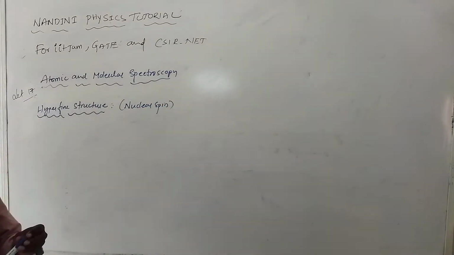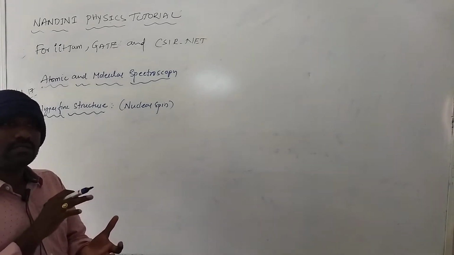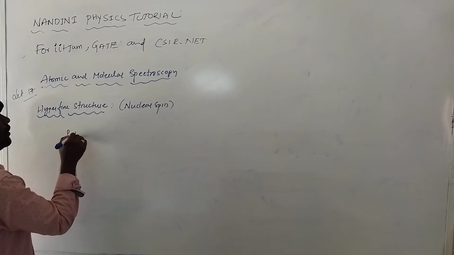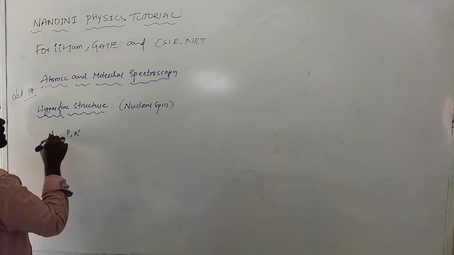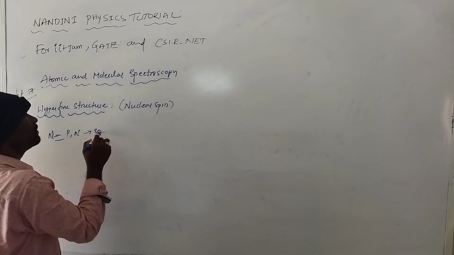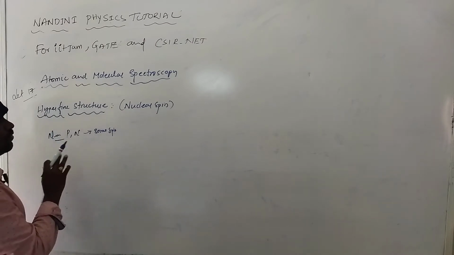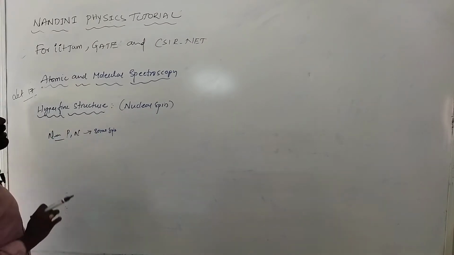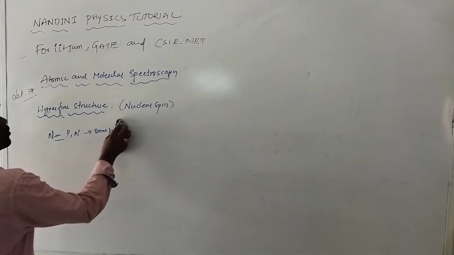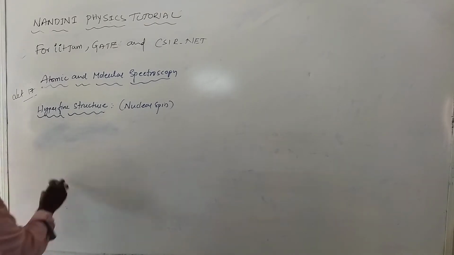We know that the central part of the atom is nothing but the nucleus, and the nucleus consists of both protons and neutrons. Because the nucleus consists of protons and neutrons, and the proton and neutron have some spin, right now I consider that spin. So using the spin I will explain what the hyperfine structure is.